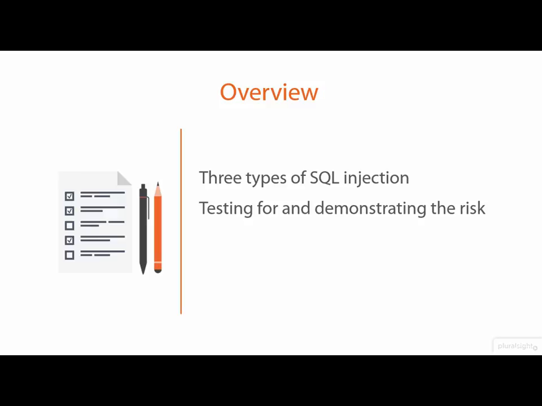Now, speaking of underlying risks, I also want to show you what the risky code looks like. So what is it in this application that is making SQL injection possible? Clearly something has gone wrong at development time. What does that look like? I'll show you that in this module.